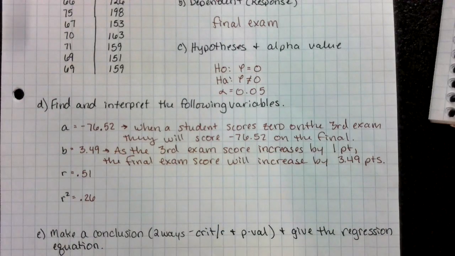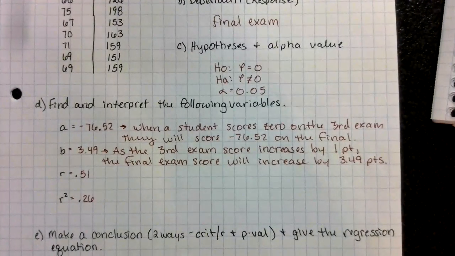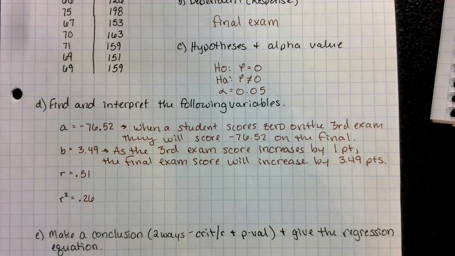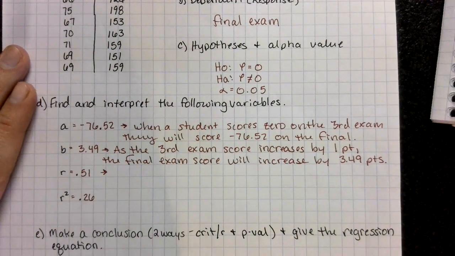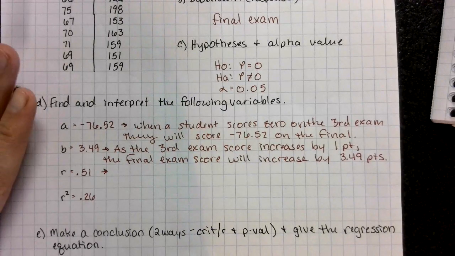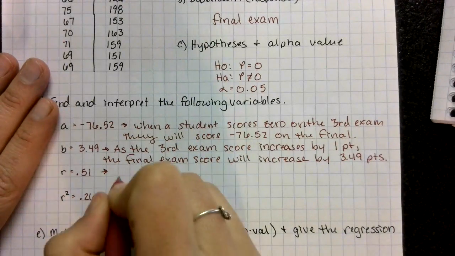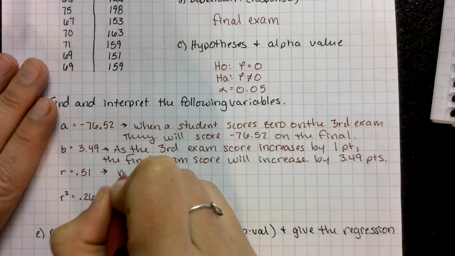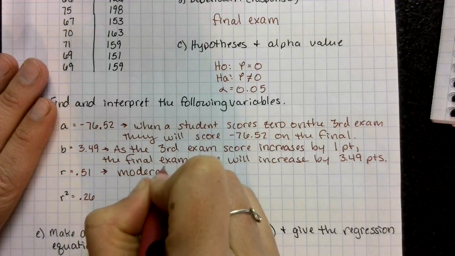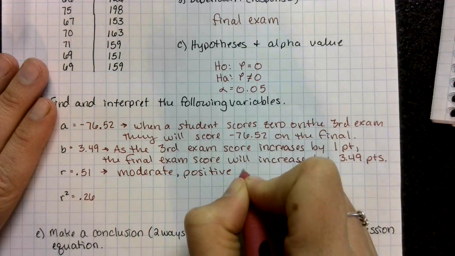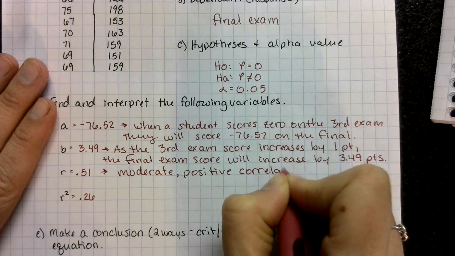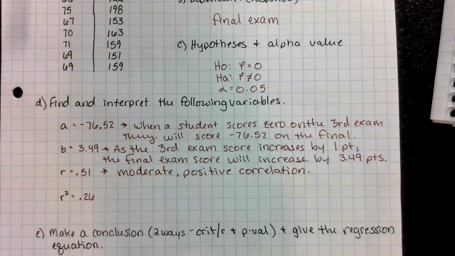Okay, our r value is 0.51. This is the value that we're looking at on the scale from -1 to +1. It is obviously positive, and 0.5 falls in that middle moderate category between 0.2 and 0.8. So I'm going to say that this is a moderate positive correlation.